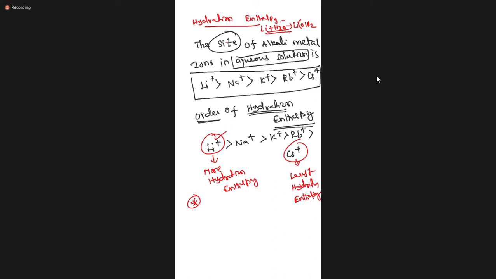To form LiOH, how much energy will be required? A large amount of energy is required, or used, to form 1 mole of hydroxide ion. That's called what? Hydration enthalpy. So which has more hydration enthalpy? Lithium has more hydration enthalpy than cesium.